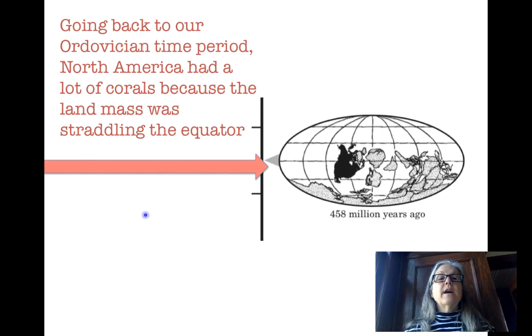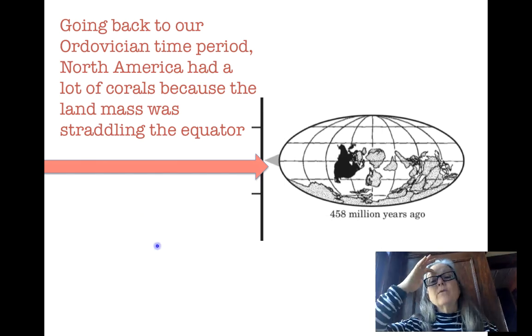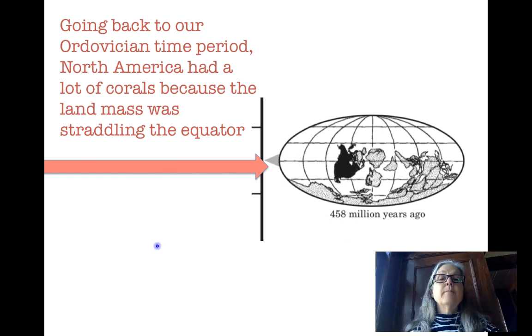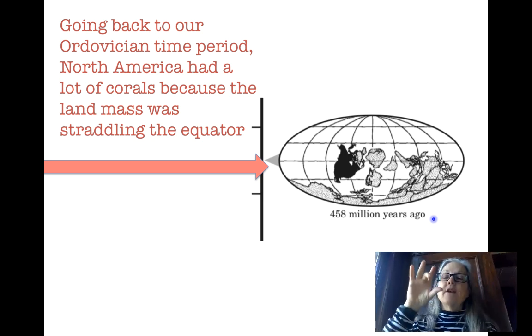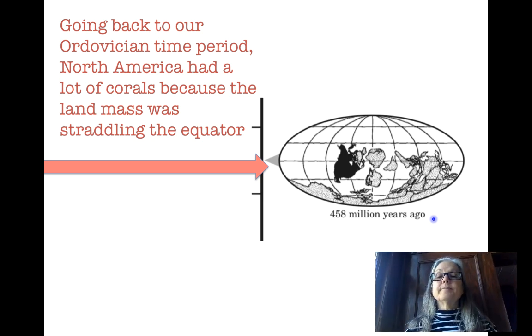And then thinking back about the Ordovician time frame and those corals that I pointed out before, we had corals back then because North America was basically overriding the equator. So this is the equator. I should have mentioned that before. And this snapshot is 458 million years ago, which is what we were talking about for that frame of time for the corals.